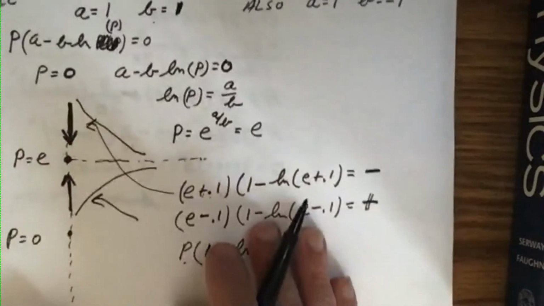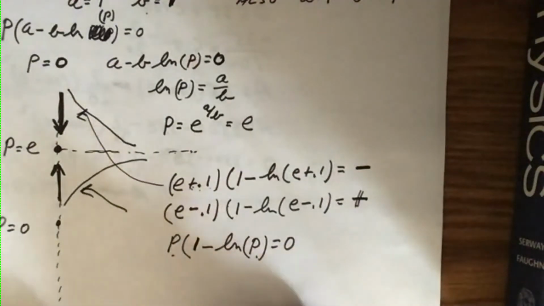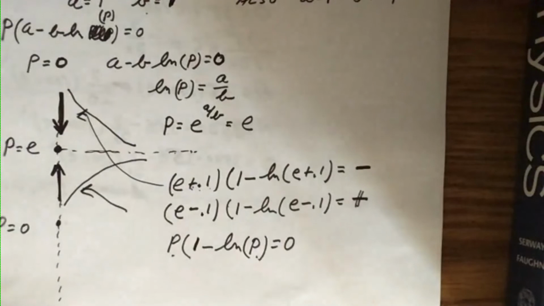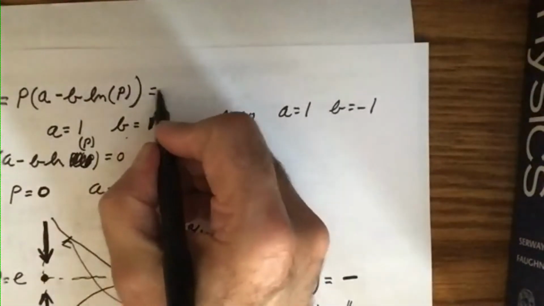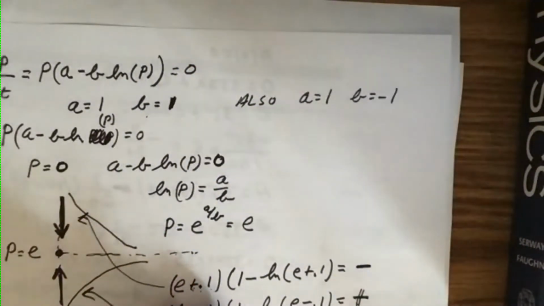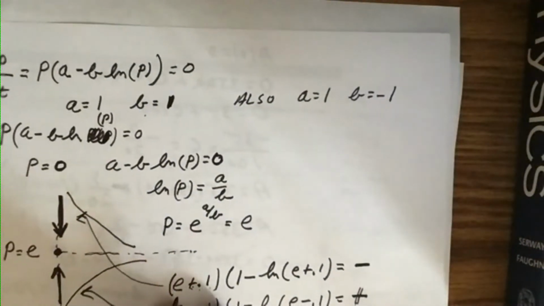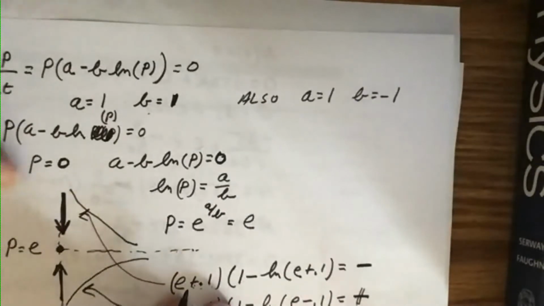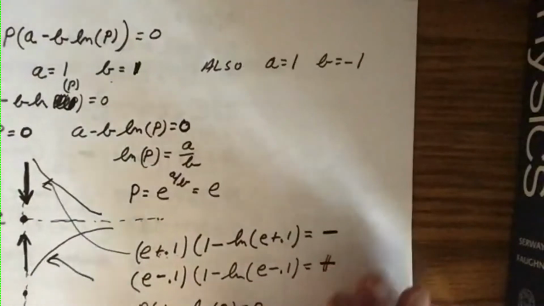I was wondering why we're taking away the dp over dt and just setting it equal to 0. Why is that? You mean why we're setting this equal to 0? Yes. Okay, that's how we find the critical points, right? Remember from calculus 1, the slope is 0. Okay, gotcha.